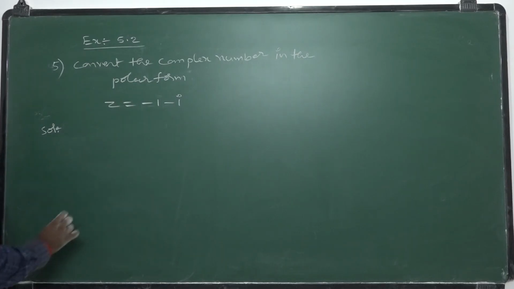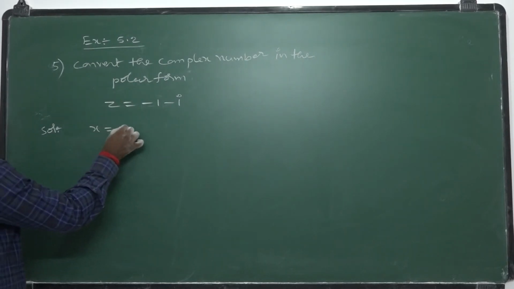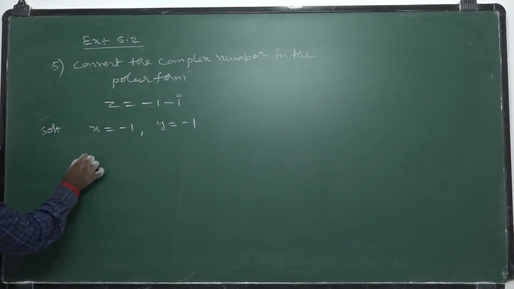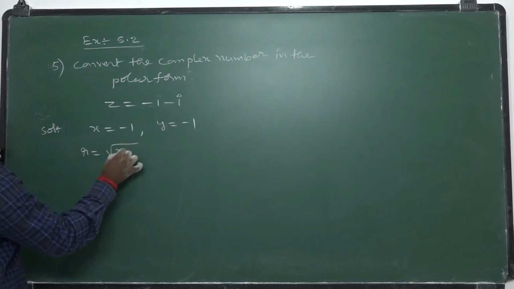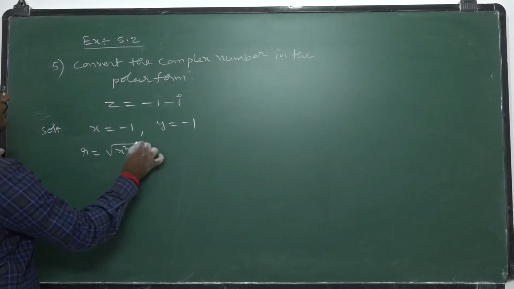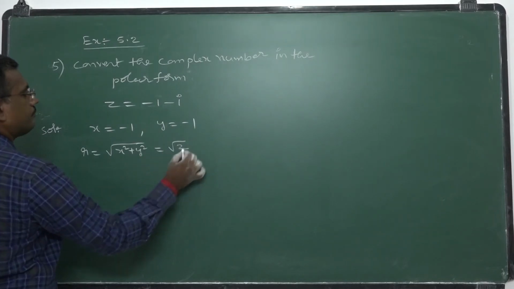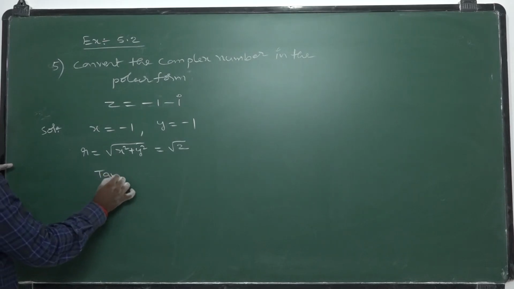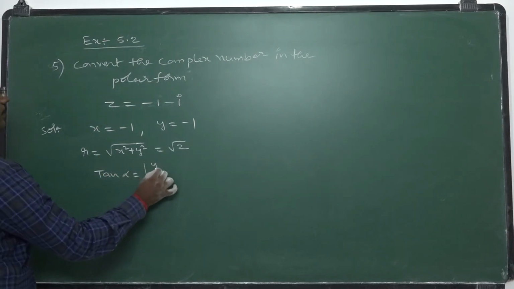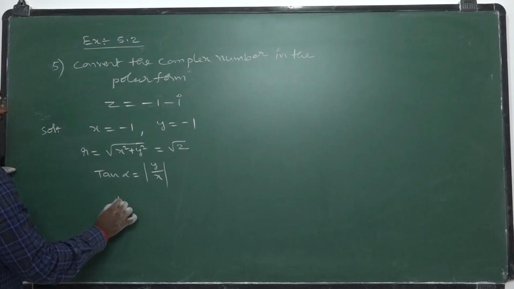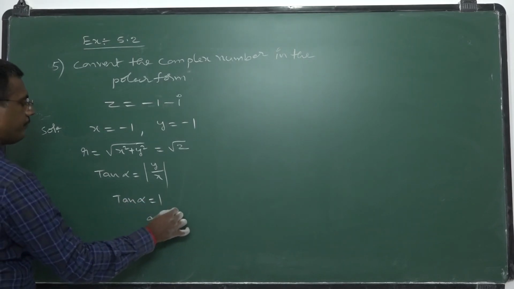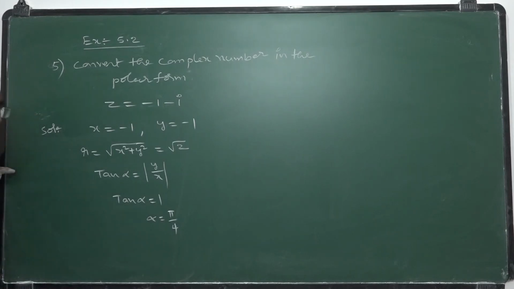So here x is equal to minus 1, y is also equal to minus 1. So r equal to root of x square plus y square. So this is equal to root 2, r equal to root 2. Next, take the equation tan alpha equal to modulus of y by x. So tan alpha is equal to 1. Therefore alpha equal to 45 degrees, which means pi by 4 radians.